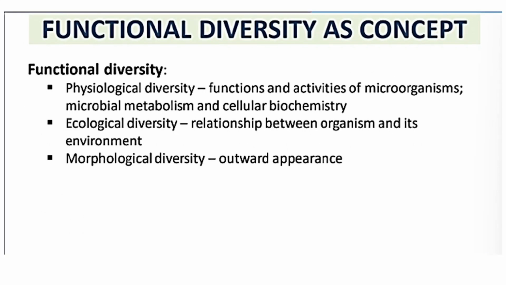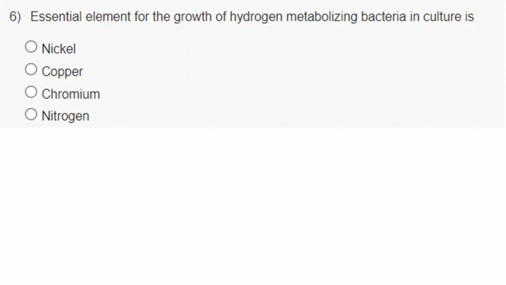And what is functional diversity then? There can be three types. There can be physiological diversity, where functions and activities of microorganisms, microbial metabolism, and cellular biochemistry, all of these will be taken into account. There can be ecological diversity, where the relationship between the organism and its environment only is taken into account. And there can be morphological diversity, obviously the morphology of the system, what is the outward appearance, what is the countenance of the system. So these are different types of functional diversity.